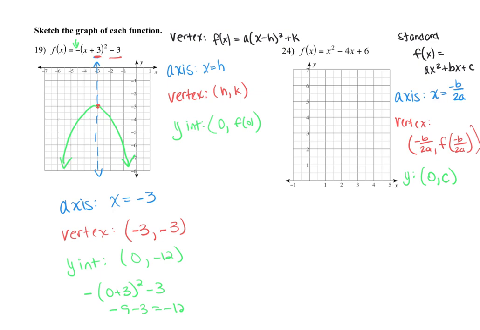For standard form, we do have to calculate more than we did in vertex form. So for the axis of symmetry, we have to actually solve. Not that it's difficult, but we do have to solve for that axis. Remember, it's negative b over 2a. In this case, b is negative 4, so I'm just going to make it the opposite. That's going to be positive 4 over 2 times, and my a was 1. So 4 over 2 is just 2, so my axis is x equals 2. And so I am going to do a dashed line right there at 2.